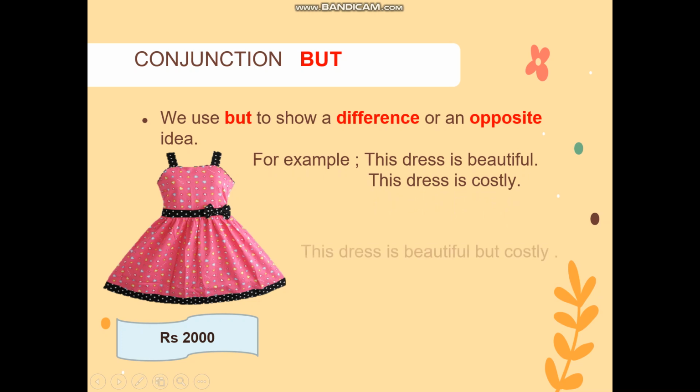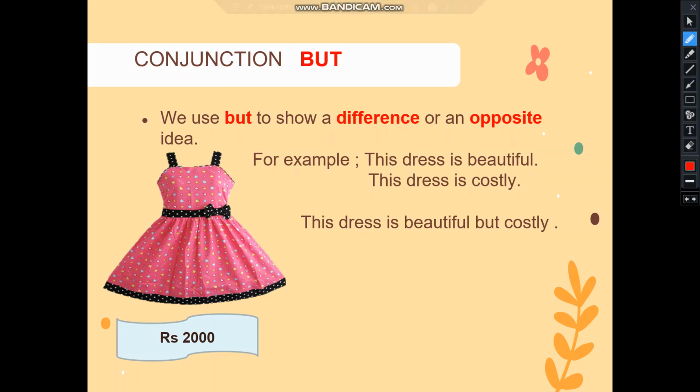So, what are we trying to show? We are trying to show an opposite idea. So, we are using the conjunction but. What are we writing? This dress is beautiful and use the conjunction but costly. So, this dress is beautiful. मतलब beautiful तो है but costly भी है. So, we are showing a opposite idea here by the help of the conjunction but.